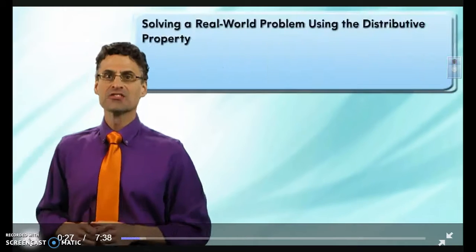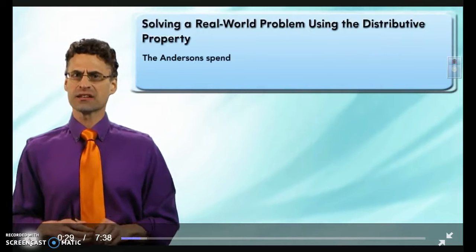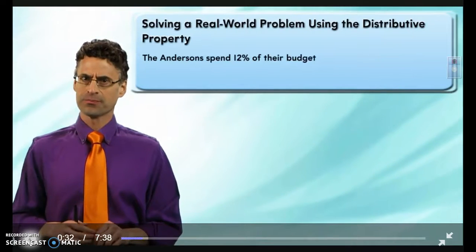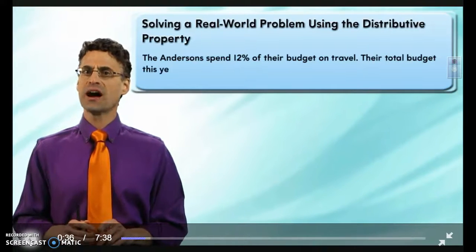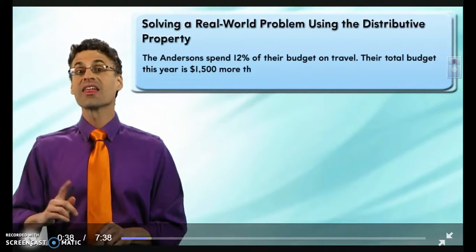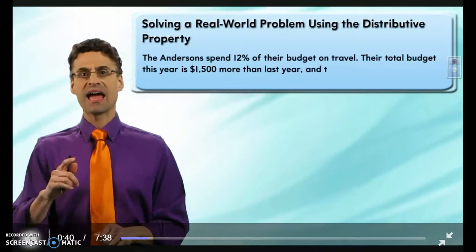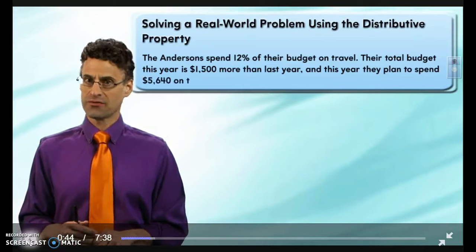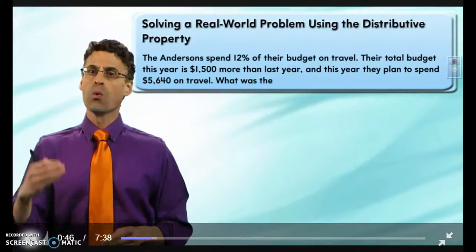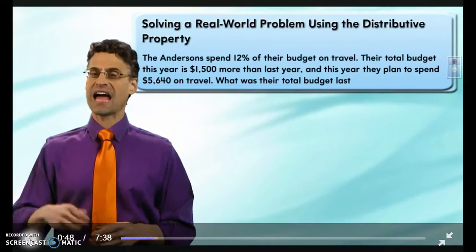Check it out. So the Andersons spend 12% of their budget on travel. Their total budget this year is $1,500 more than last year. And this year, they plan to spend $5,640 on travel. Here's the riddle. What was their total budget for last year?